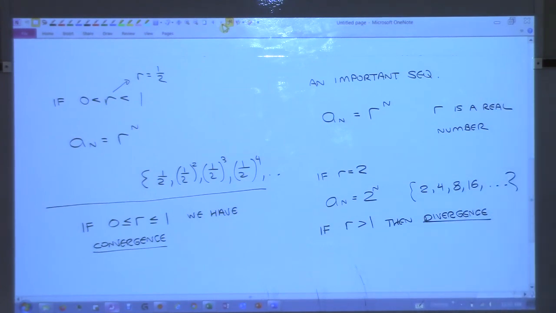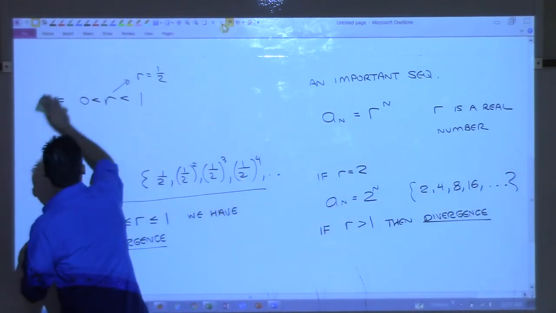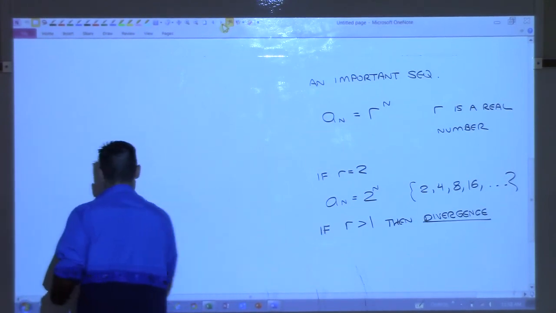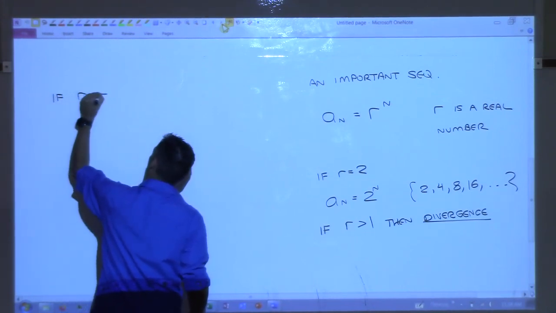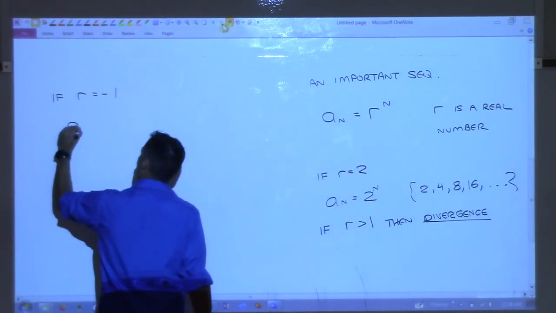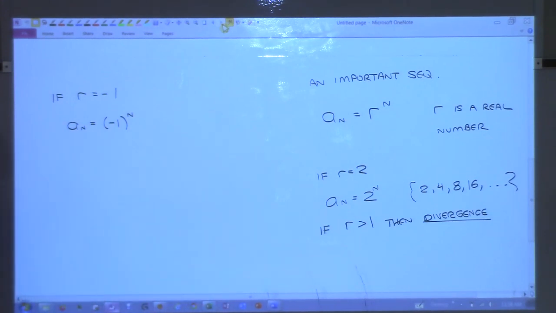What have we not considered? Negatives. Negatives. Don't want to do that? We have to, sorry. So let's consider some negatives. Let's consider an easy negative first. How about if r is -1? If r is -1, we would have -1 to the n. And what did we say about that already? It diverged, right? Did we say that diverged? So we get divergence.